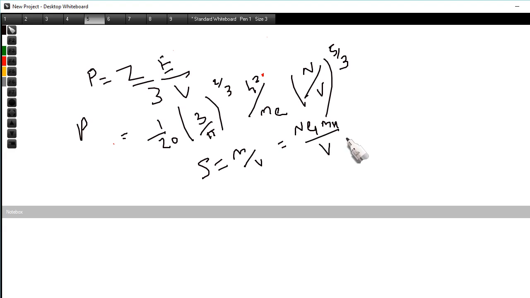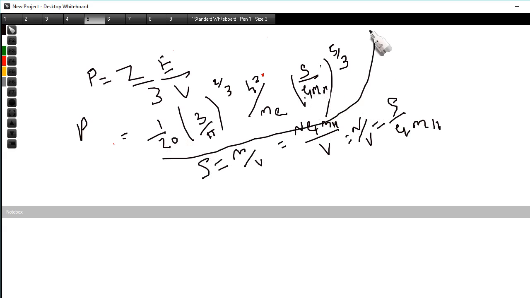Now the n by b is equal to mu by m h, that will be delta by mu m h. So instead of writing n by b, I can substitute this value, delta by mu m h. Okay, so this is our final expression that is given by the degenerate gas at non-relativistic case.